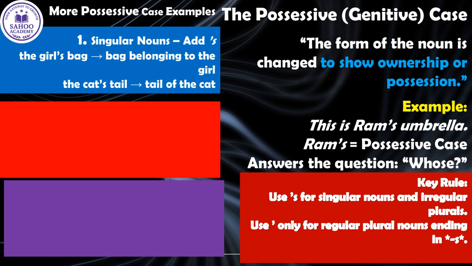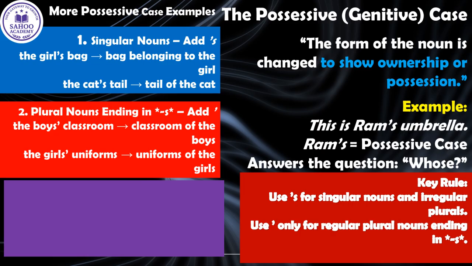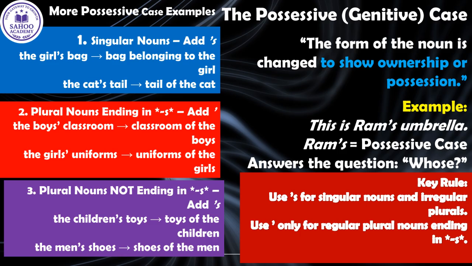For singular nouns, we add apostrophe and s. The girl's bag means the bag belongs to the girl. The cat's tail means the tail of the cat. For plural nouns ending in s, we add only apostrophe. For example, the boys' classroom. Just look at the apostrophe used after s, not before s. So the boys' classroom means the classroom of the boys. The girls' uniforms means the uniforms of the girls. Here also see the apostrophe placed after the s. Okay. For plural nouns not ending in s, we add apostrophe s.